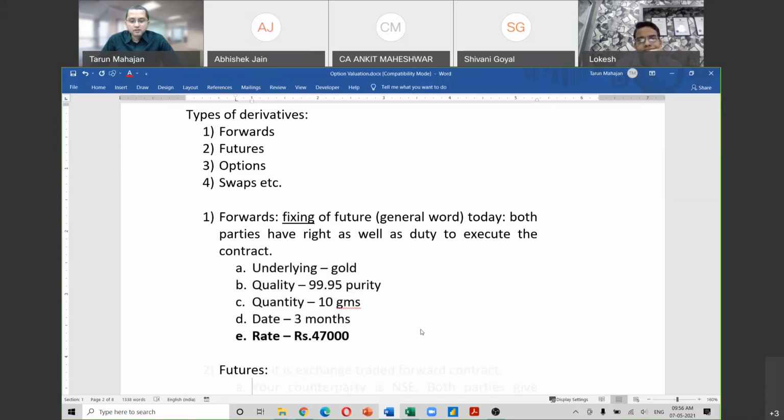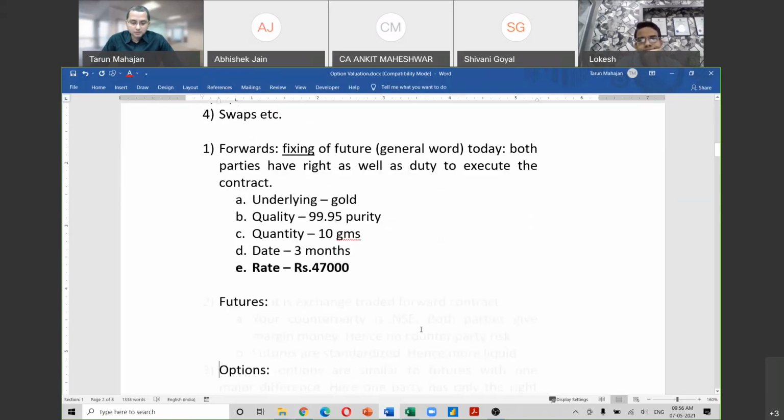So the question is, what are future contracts? Very simple. Rather than dealing with each other personally, see, I was bullish on gold and I was trying to search for a party who is bearish on gold. In my network, I couldn't find any party. So I'll go to the National Stock Exchange. I'll go to the Multi Commodity Exchange, better I say.